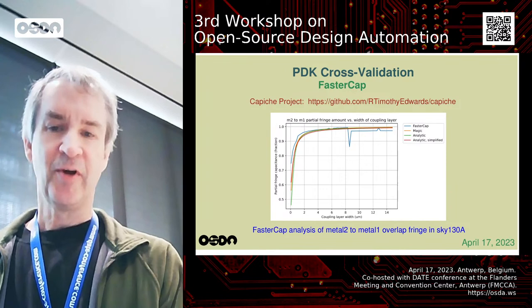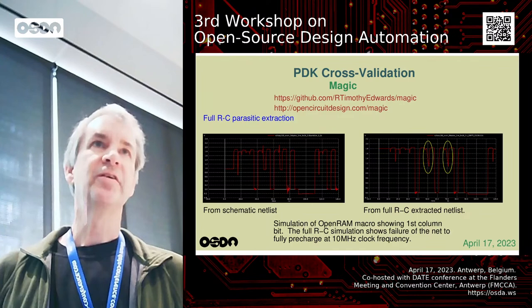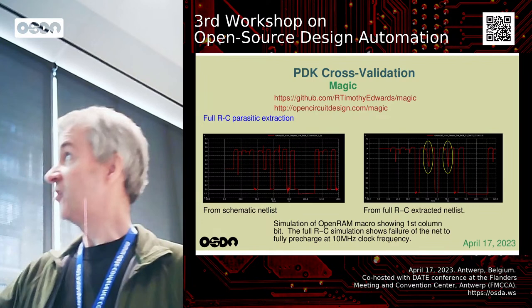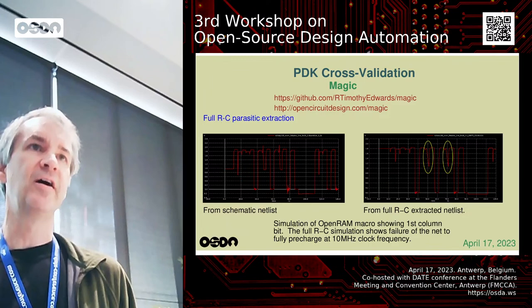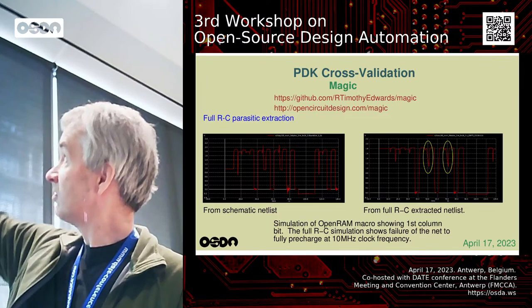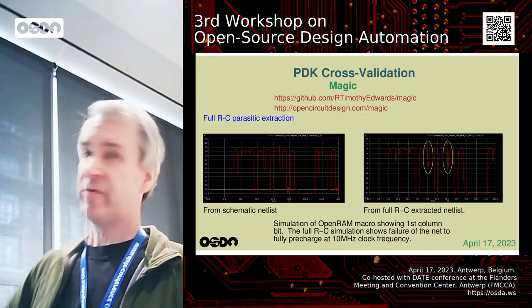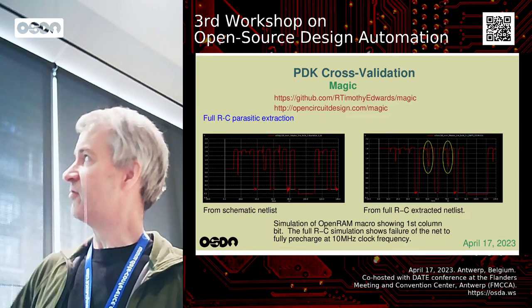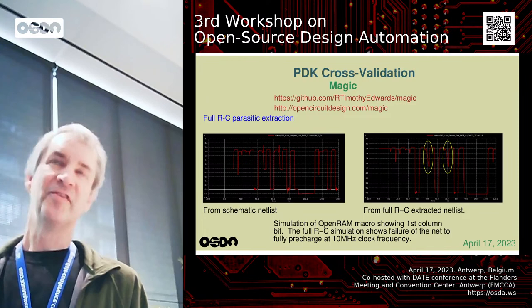So right now I have what I consider to be a pretty good full RC extraction in Magic, and this is an example of me running full RC extraction and then simulating on an OpenRAM circuit that Matt sent me. And you can see the difference in this section here where it's being driven back to mid-range voltage: in an ideal simulation it goes directly down to the mid-range voltage, and in a full RC extracted one, it's got a slope to it, and somewhere else in the simulation you can see where a bit fails because of that.